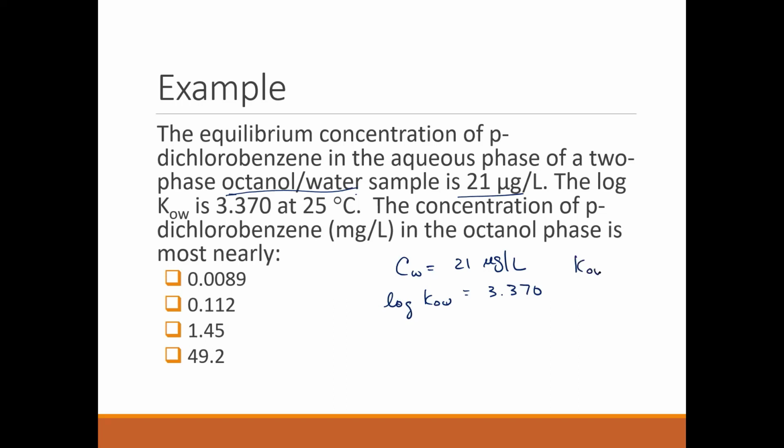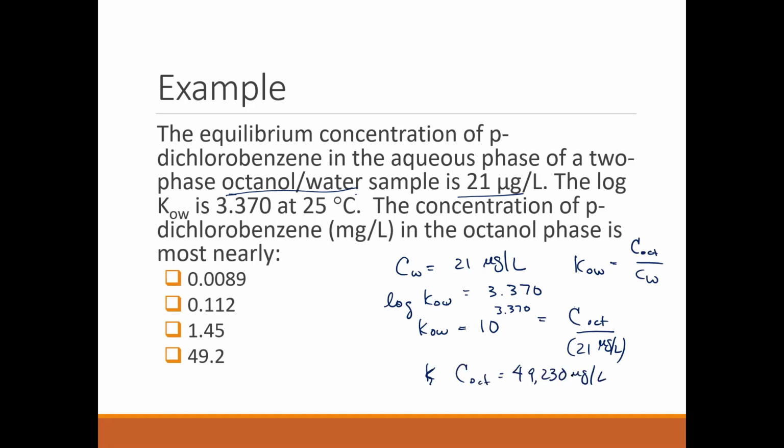So remember, we have KOW equals the concentration in octanol divided by the concentration in water. So KOW is equal to 10 to the 3.370, which equals the concentration in octanol divided by the concentration in water, and the concentration in the octanol is then equal to 49,000 micrograms per liter. This asks for it in milligrams per liter, so the answer is 49.2.